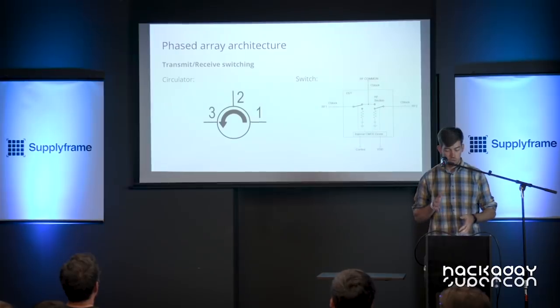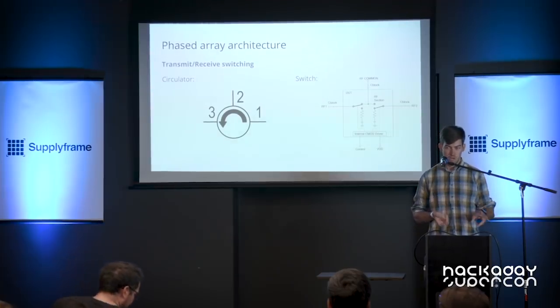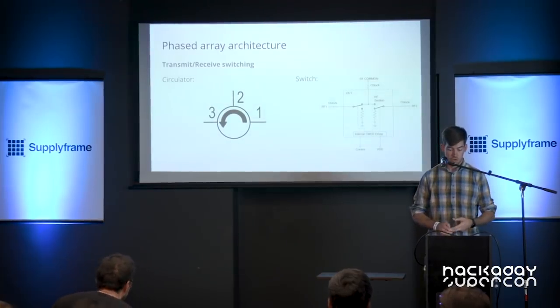So if you want to do both transmit and receive on your phased array, you need a way to switch in between your antennas to do that. The two most common ways of doing that are with a circulator or a switch.